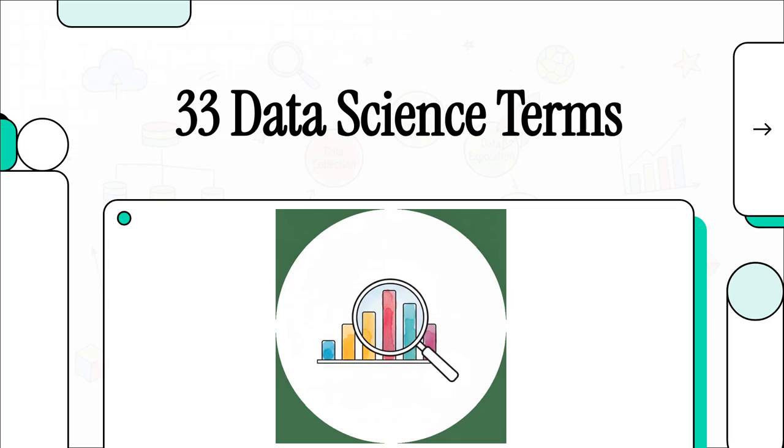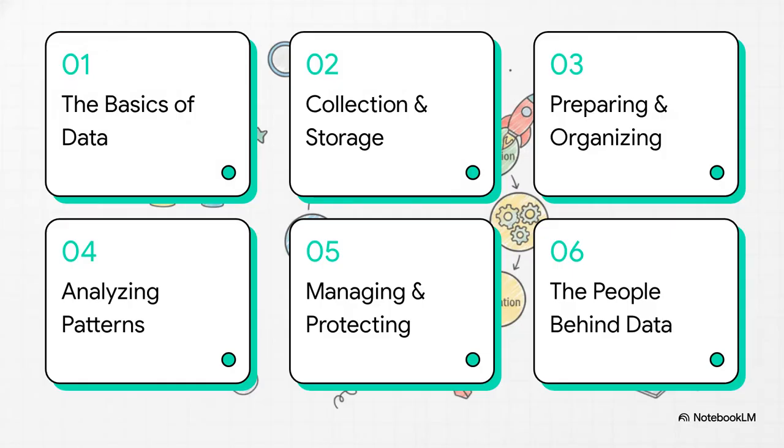Welcome! Have you ever wondered how things like Google, YouTube, Netflix, or even ChatGPT get so incredibly smart? Well, the answer is data. In this explainer, we're going to walk through 33 important data science terms in plain, simple language. Let's begin! Okay, let's dive into this.